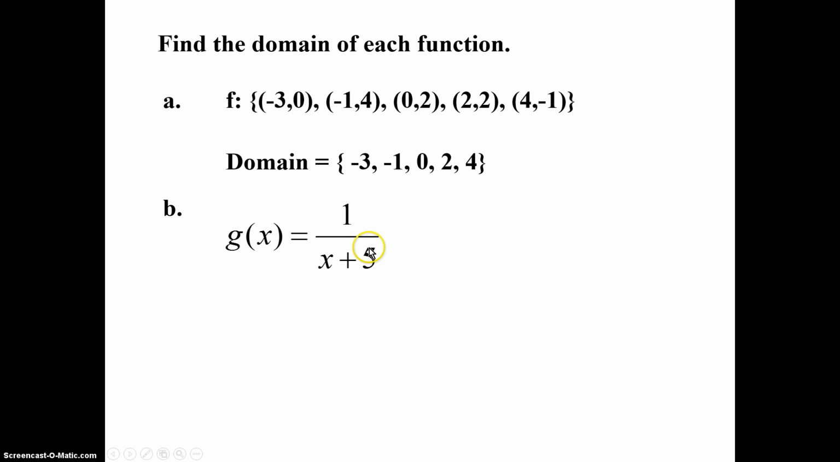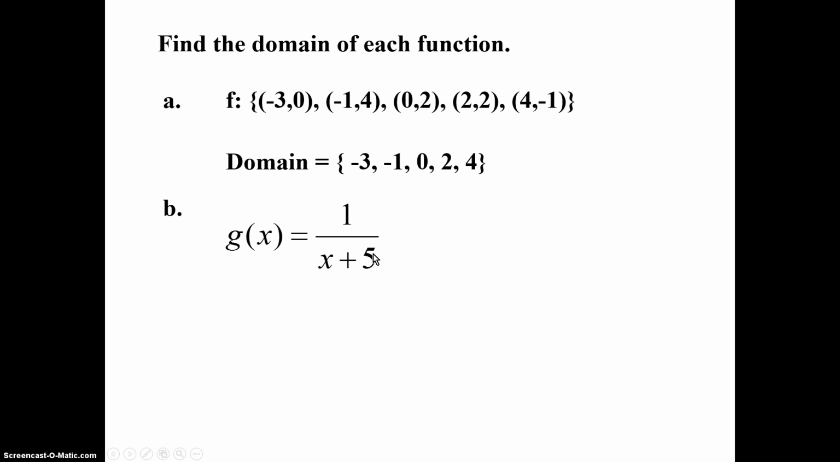So let's just look at it here. We're just going to eyeball it because this one is a very simple one. Think of a value that you can plug into x that when you add 5 to it, you will get a 0. Okay, that's very simple. -5, right? So if you were to plug in -5 and you add 5 to it, you get 0.